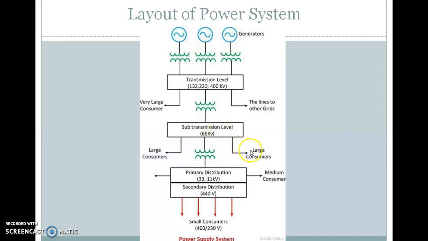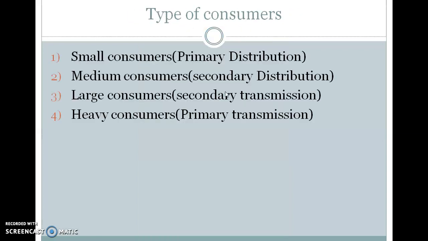Okay, so large consumers like Telk, Apollo Tire take the electricity from the secondary transmission level or sub-transmission level, 66 kV. And very large consumers receive the power from the primary transmission level or transmission level of 110, 220, 400 kV. So this is the layout of the power system network.